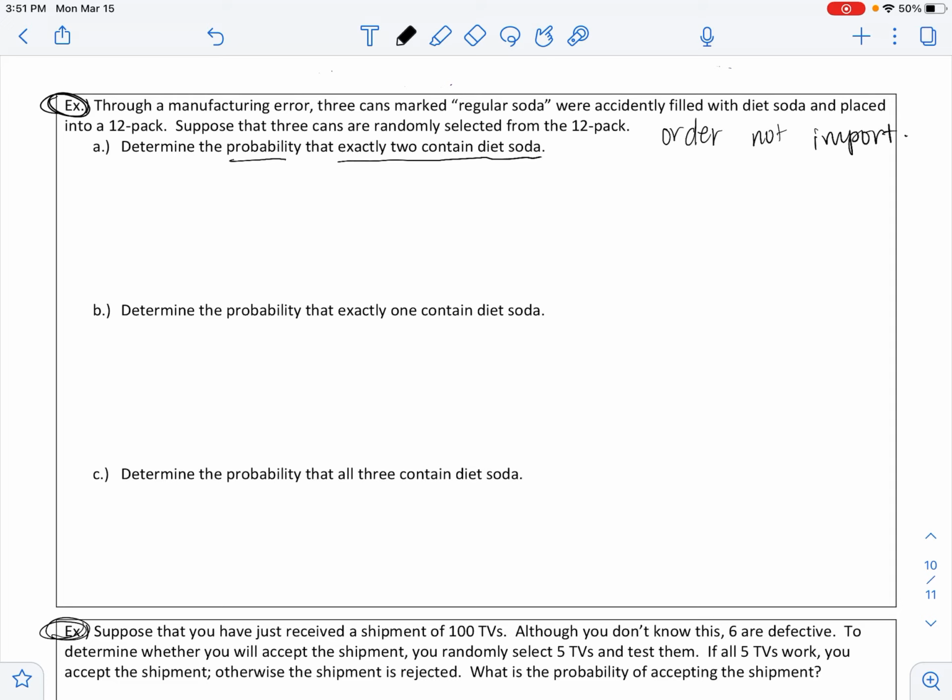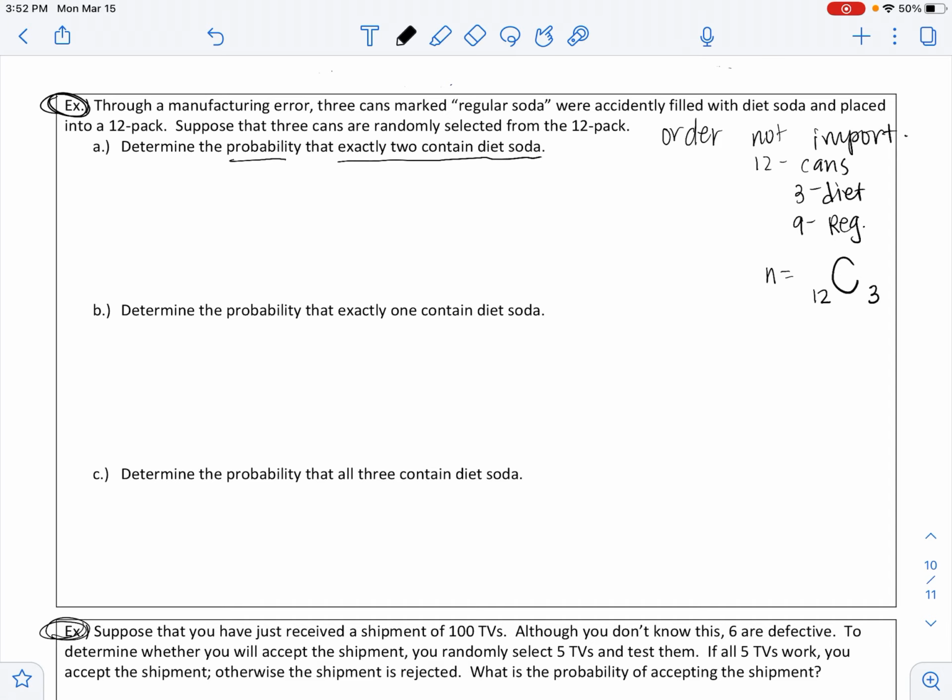And we also know that there's a total of 12 cans, and from this, we know that 3 are diet. Since it's 12 cans total, 3 diet, that means that 9 are going to be regular soda. In order to find our sample space, we're going to call that N. Since order is not important, we're going to be using combinations. So I'm going to put a C there. Out of all of the sodas that I can pick, there's 12 of them, and I'm going to be choosing 3. So that's going to be our sample space when we do our probabilities.